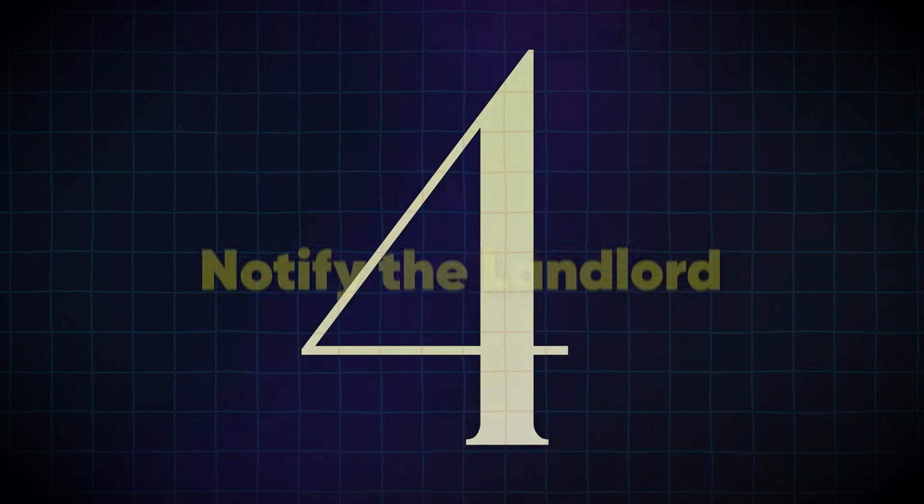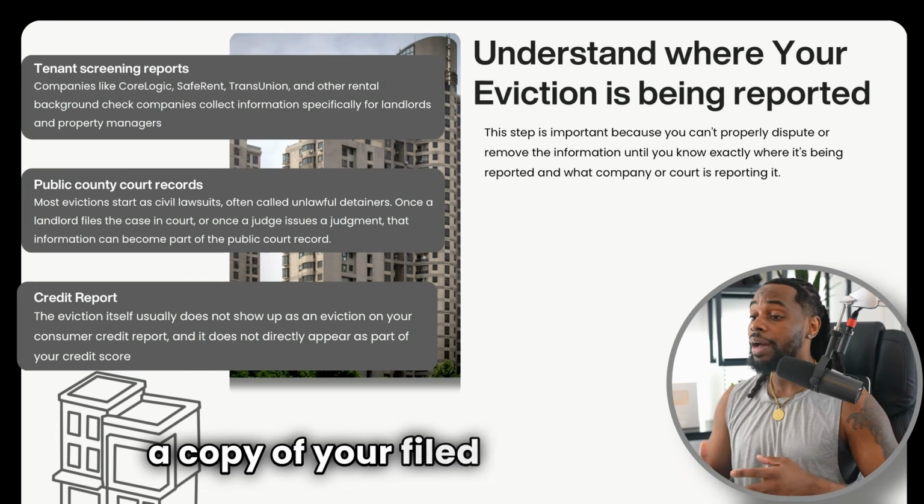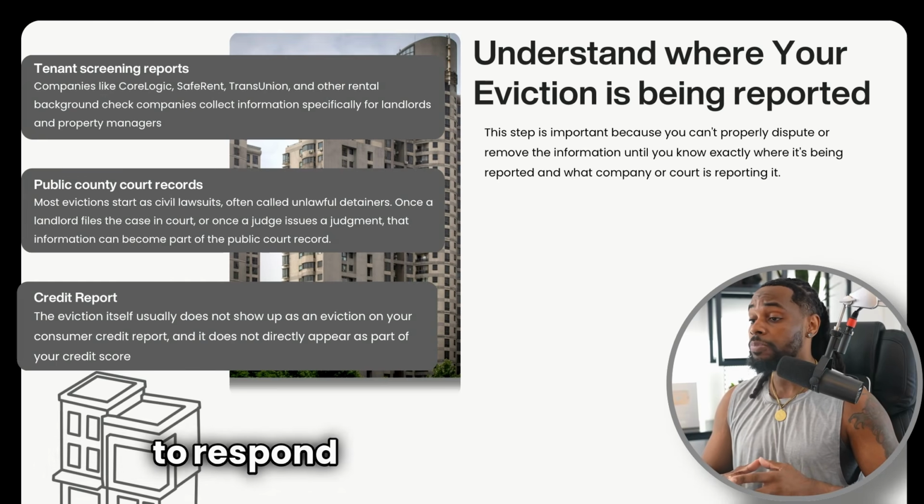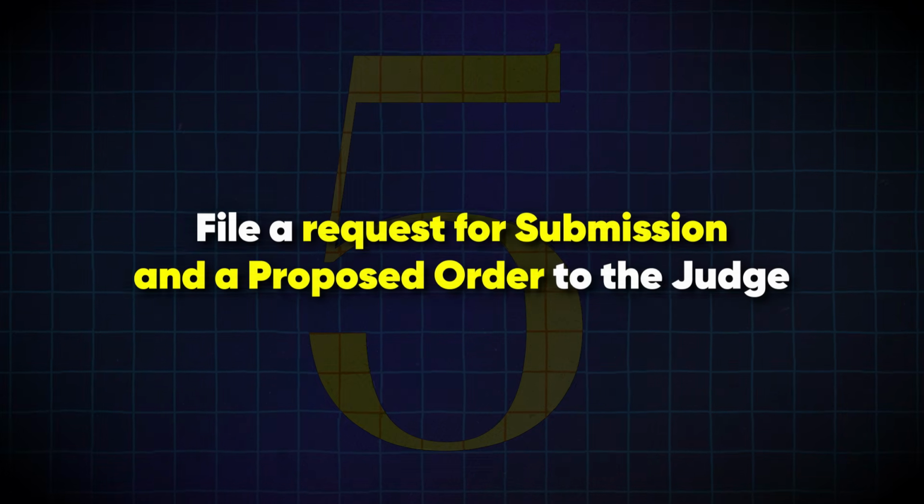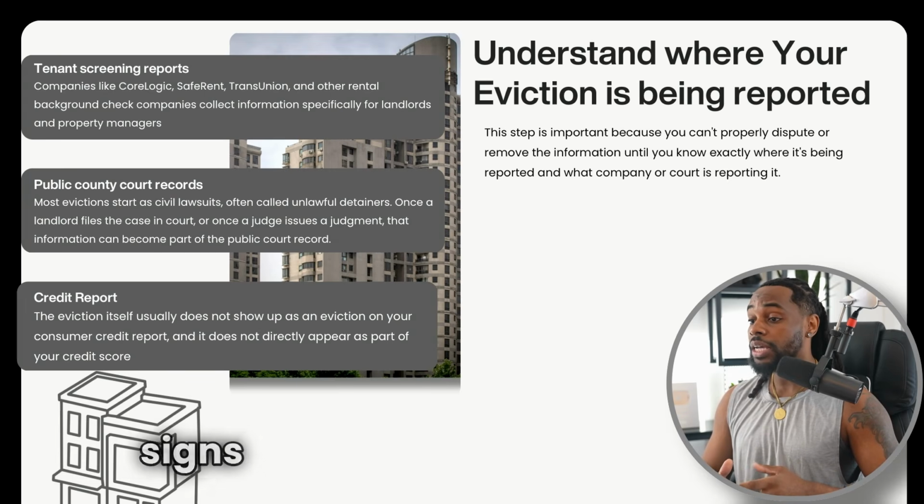Number 4, you need to notify the landlord. You are required to send a copy of your filed motion to your former landlord, and they typically have 10 days to respond to that motion. Number 5, after waiting the required days, you will file a request for submission and a proposed order to the judge. If approved, the judge signs the order, officially sealing the public record.